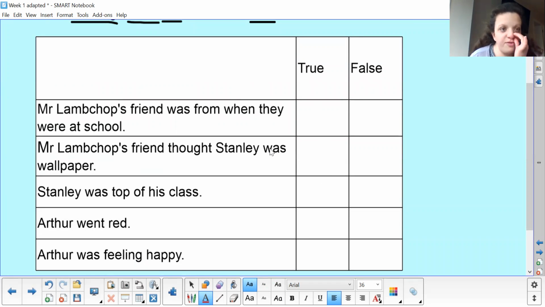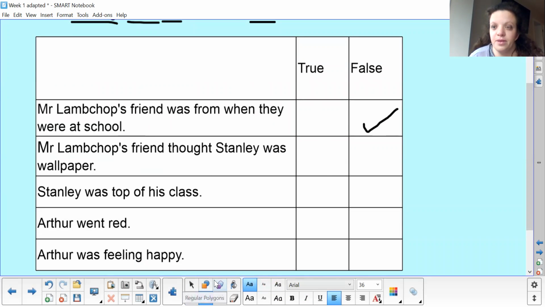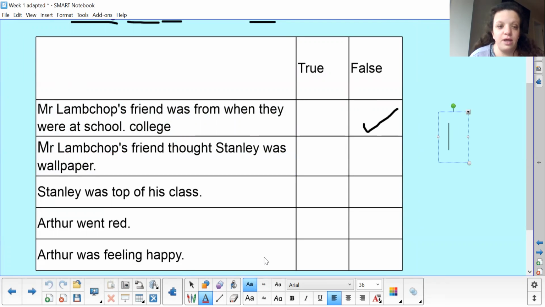Okay, well done. Let's go through them. So, Mr. Lambchop's friend was from when they were at school. True or false? I'm going to go with false. You should have put false. Now, it wasn't a friend from school. Who knows where the friend was from? Pause and see if you can write down where his friend was from. It wasn't from school. Okay, well done if you got it right. His friend was actually from college. So it was a friend from college, okay, not school. So I'm going to change that in here to college.